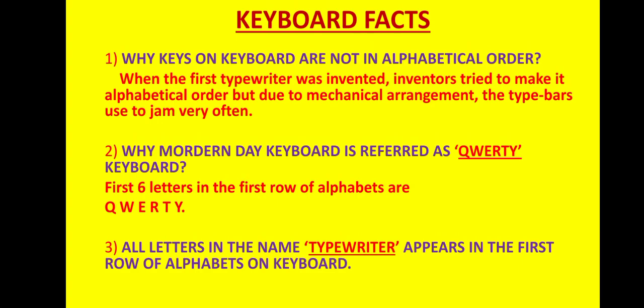therefore when the keys are in sequential order or alphabetical order and somebody is typing in a faster way, the keys or the type bars used to get jammed very often. So that creates a lot of problems for the person who is typing, and therefore the arrangement which was earlier in the alphabetical order was changed.